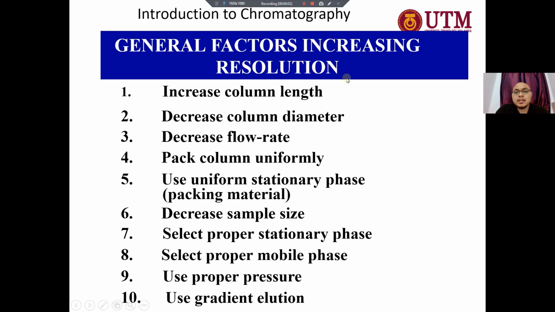So here are the general factors in increasing the resolution. Increase the column length, decrease the column diameter. You can also decrease the flow rate. Use a column with very good packed material. Use uniform stationary phase. You can decrease the sample size. Select a proper stationary phase. Select a proper mobile phase. Use proper pressure. Use gradient elution. This is the general factor to increase the separation between analytes.